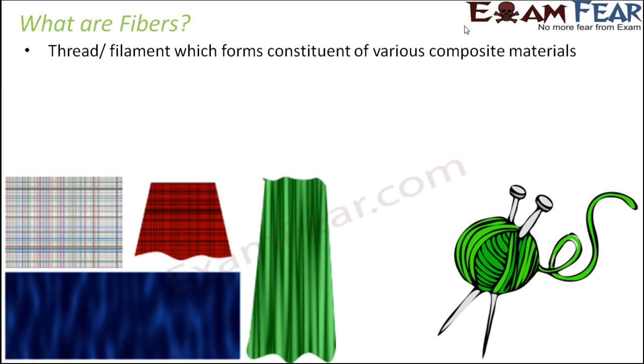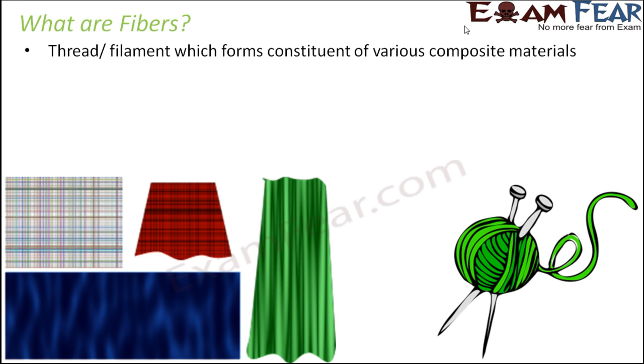Now, if you have ever been to a shop for buying clothes, what do they ask? What kind of fabric do you want? Whether you want it in silk, rayon, nylon, polycot, terrycot, or cotton. So what are these? These are all different types of fabrics, and these fabrics are made up of fibers. Fibers are nothing but thread-like structures, and many such thread-like structures are woven to form a fabric.